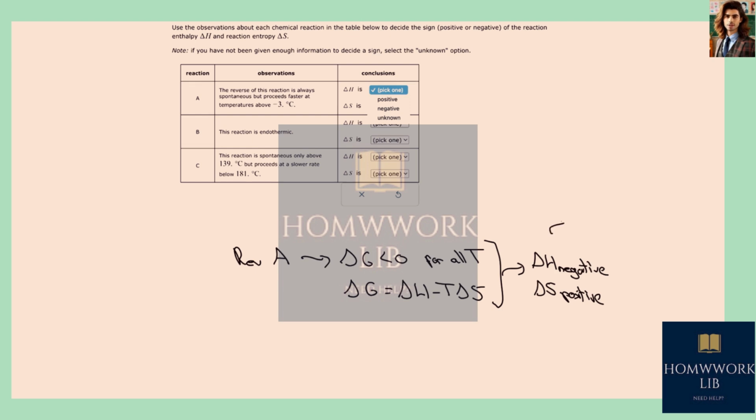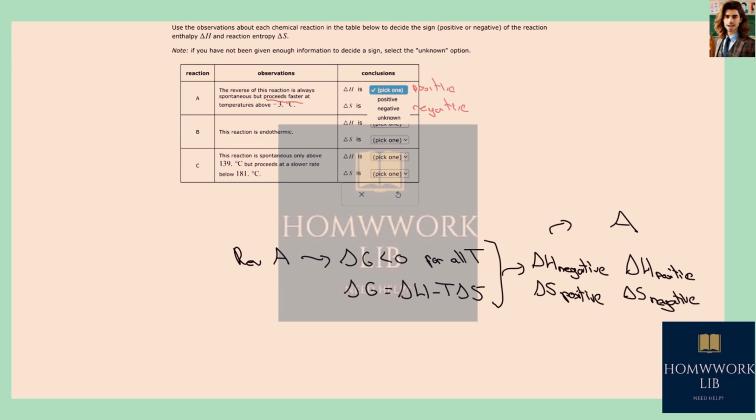That means that for A, we're going to have the reverse values. So delta H needs to be positive and delta S needs to be negative. And notice that this is going to be consistent with a reaction that proceeds faster at temperatures above minus 3 degrees Celsius. So in this case, positive and negative.